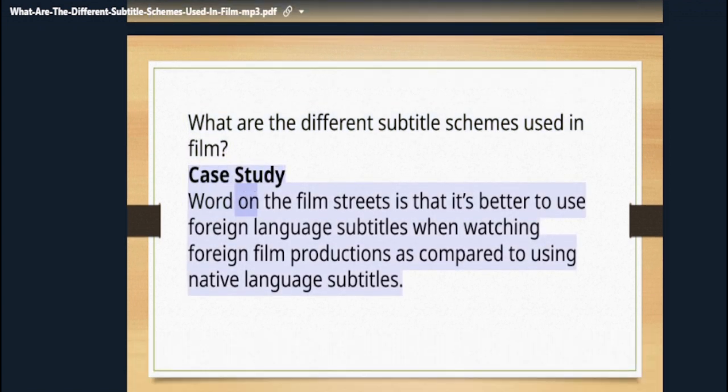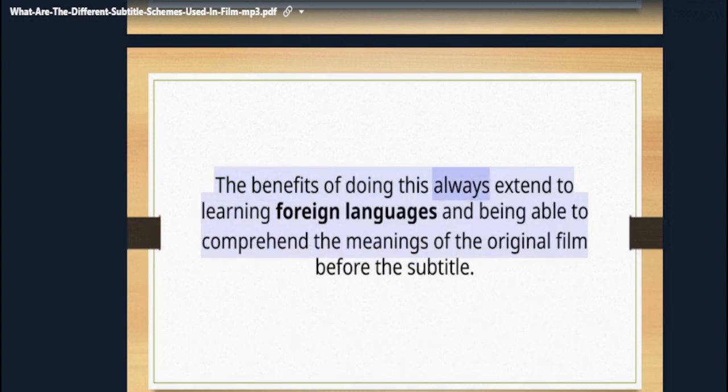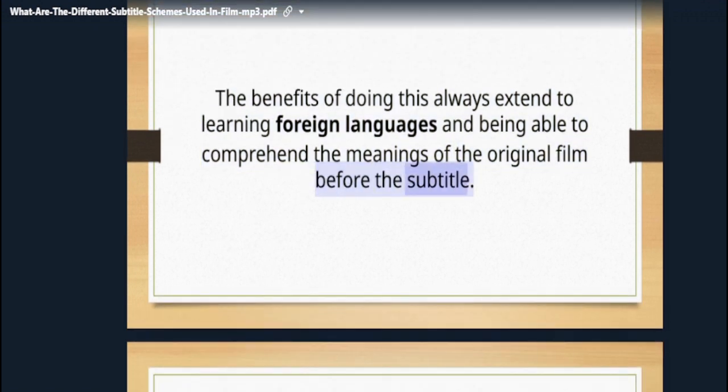Case study: word on the film streets is that it's better to use foreign language subtitles when watching foreign film productions as compared to using native language subtitles. The benefits of doing this always extend to learning foreign languages and being able to comprehend the meanings of the original film before the subtitle.